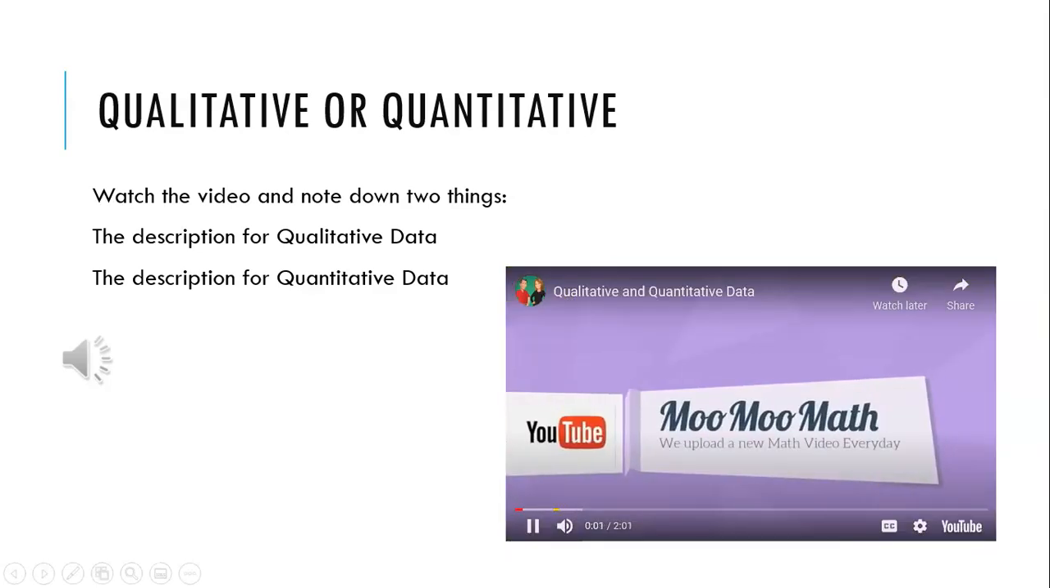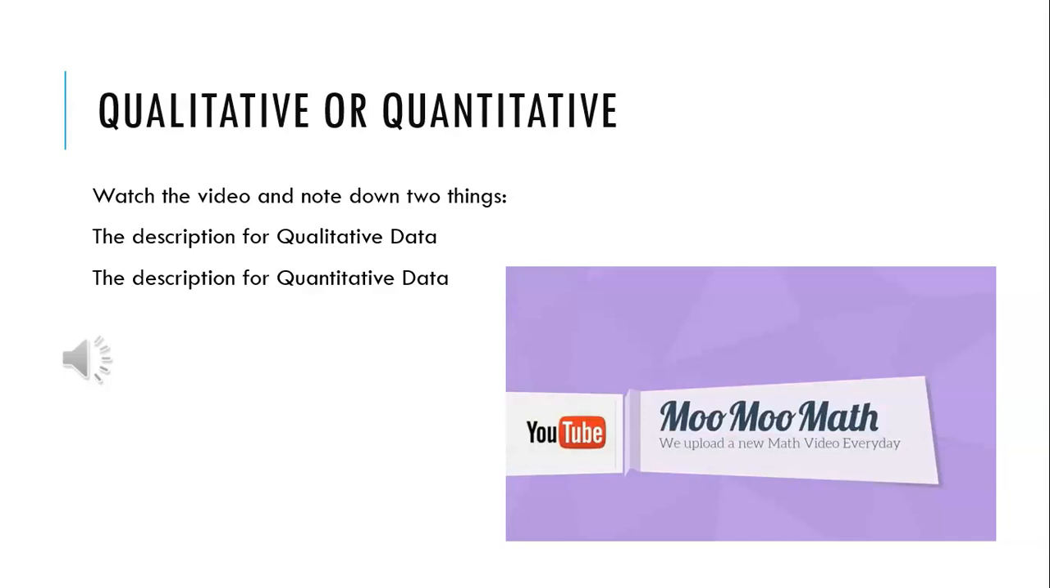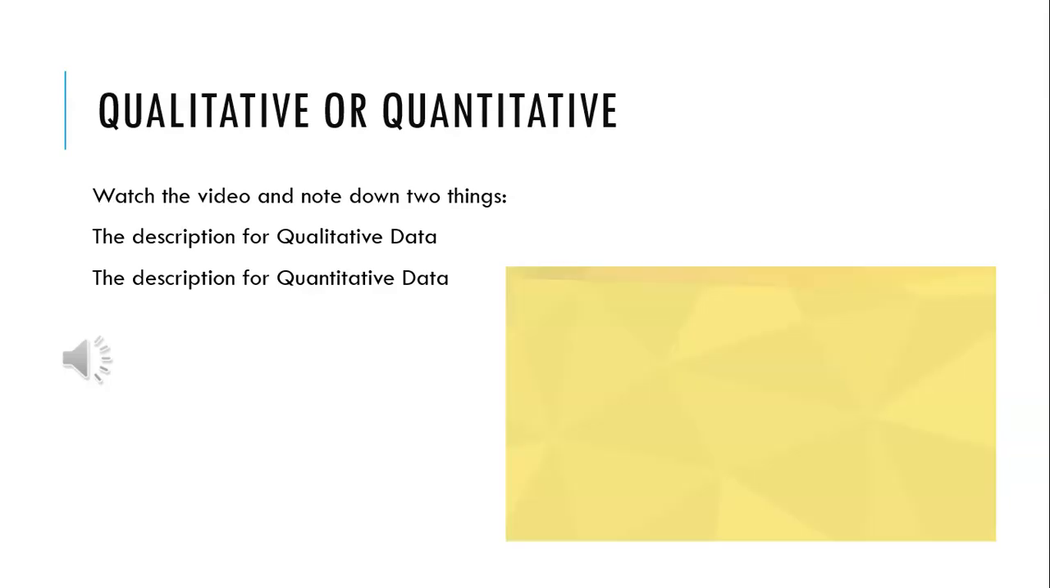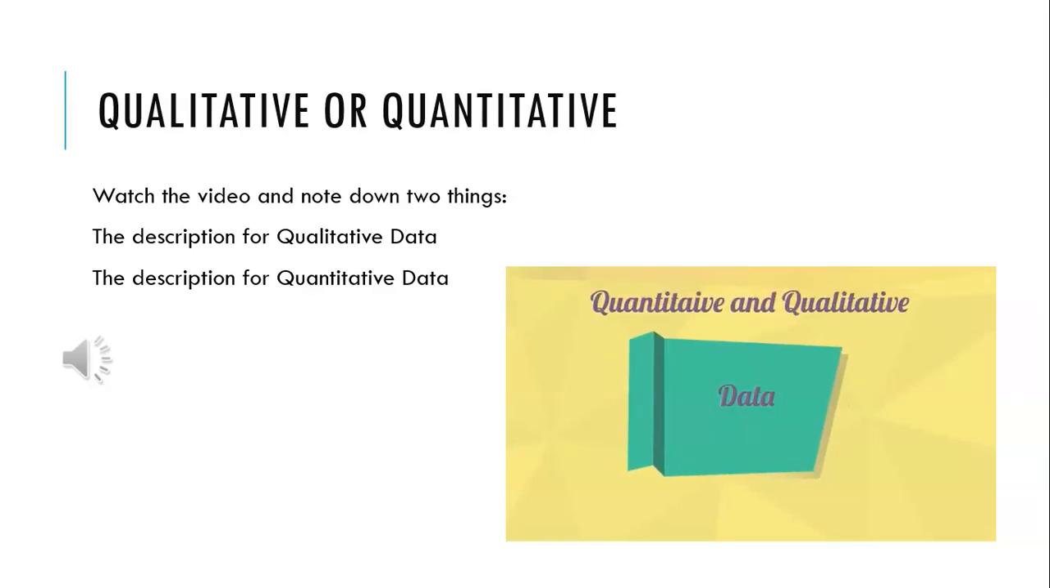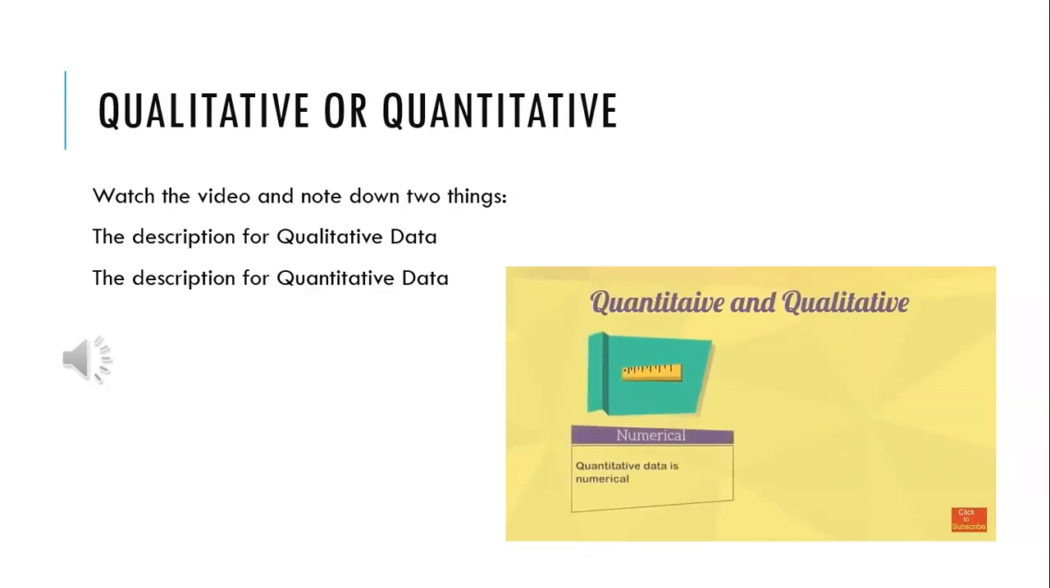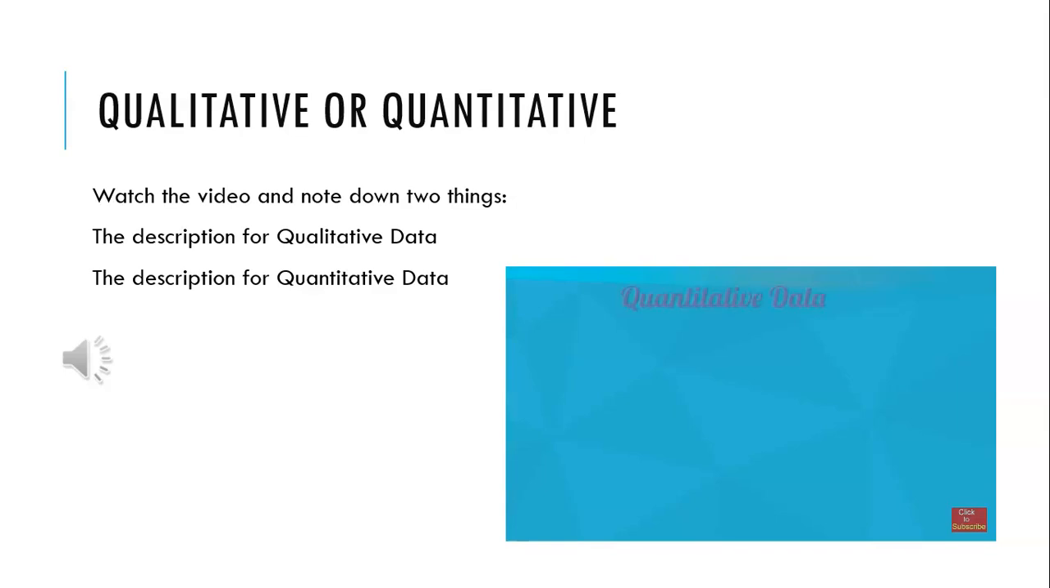Hello, welcome to Moo Moo Math, where we upload a new math video every day. In this video, I'd like to talk about data. Data can be divided into two groups called quantitative and qualitative data. Quantitative data is numerical. Qualitative data is descriptive data. Let's look at some examples of both.